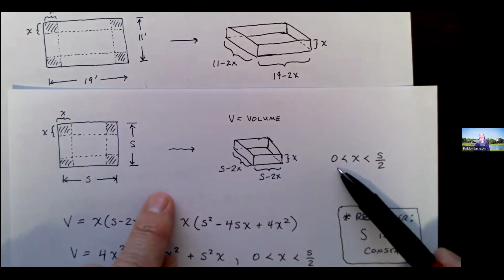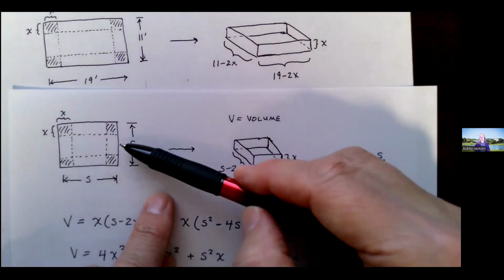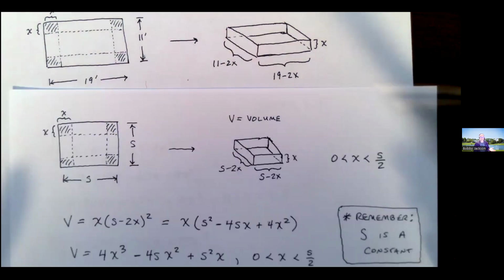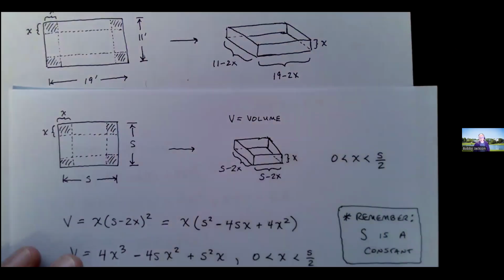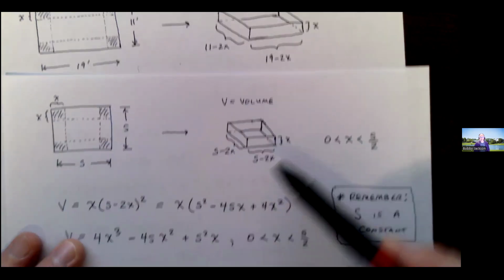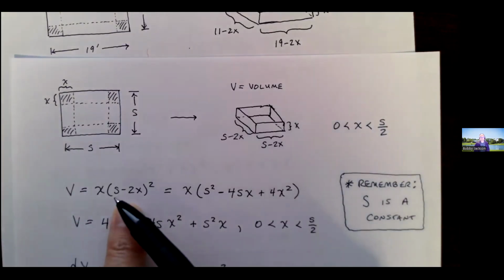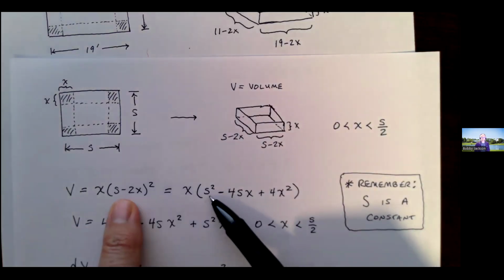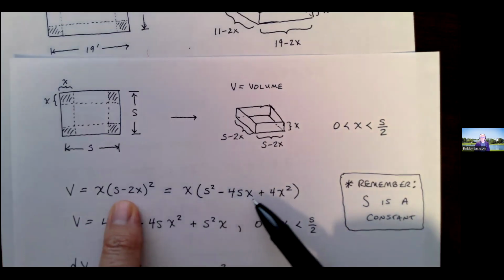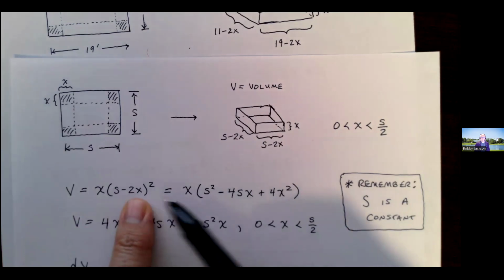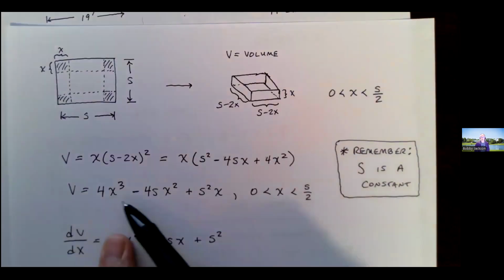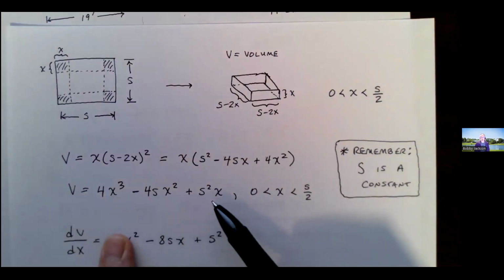Notice the value of X has to be greater than 0 and less than half of S, right? If I cut out squares of half of S, I'm just going to cut this square into 4 smaller squares, right? And not be able to fold up and form this box. The volume is base times width times height, which gives me this. If I expand S minus 2X squared, what do I get? I get S squared. The outer and inner would be what? Negative 2SX, which gives me a total of negative 4SX. And the last, negative 2X times negative 2X is positive 4X squared. Distribute that X through. That gives me my volume as a function of X.